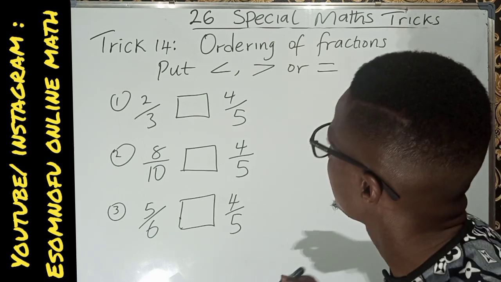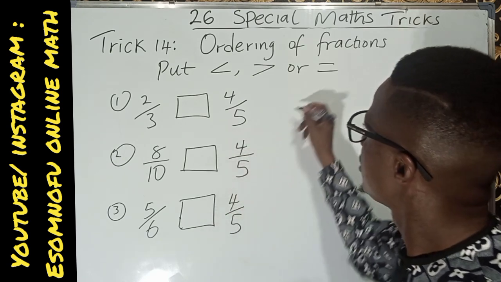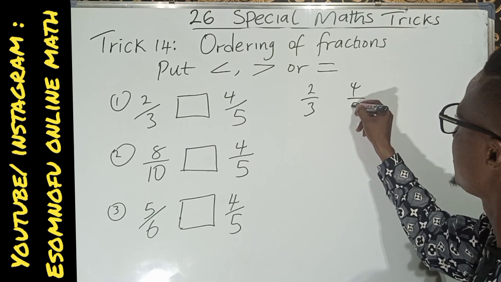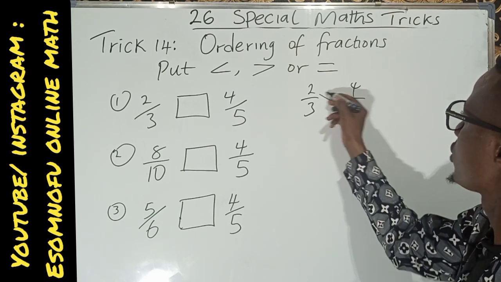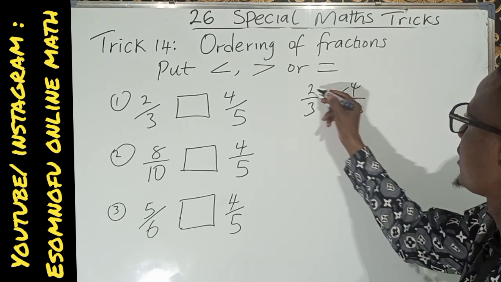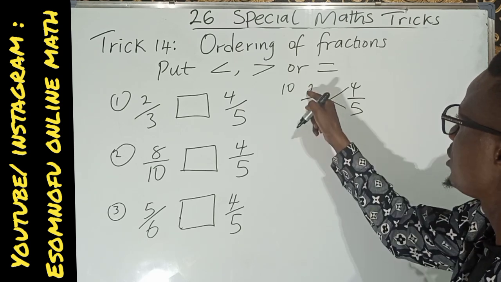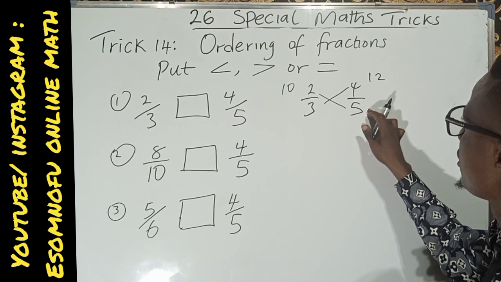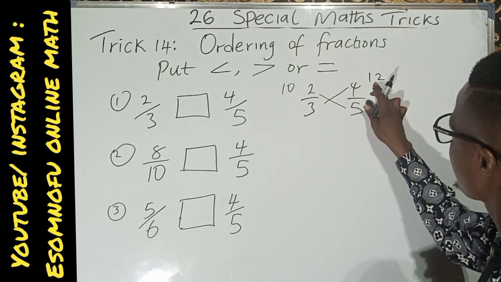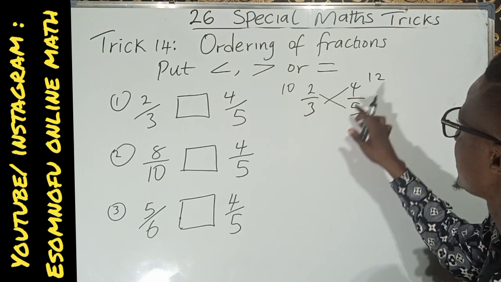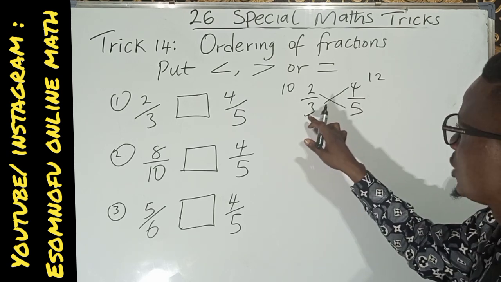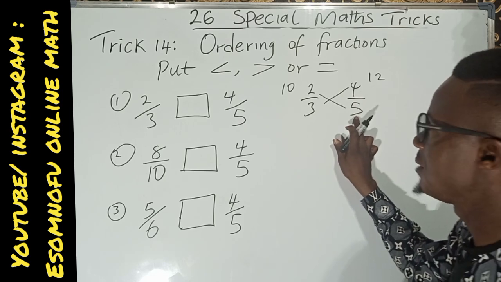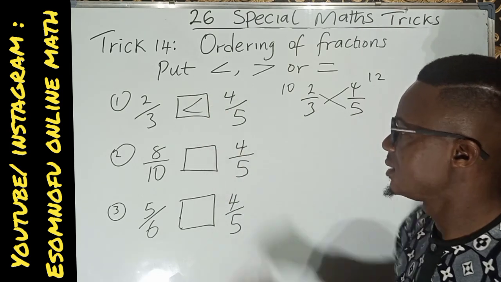Just cross multiply. If you want to know 2 over 3 and 4 over 5, the one that is bigger, just cross multiply like this. 5 times 2 is 10. 10 is going for 2 over 3. 3 times 4 is 12. And 12 is going for 4 over 5. Since 12 is bigger than 10, it means that 4 over 5 is bigger than 2 over 3. Or 2 over 3 is less than 4 over 5. So this is less than.